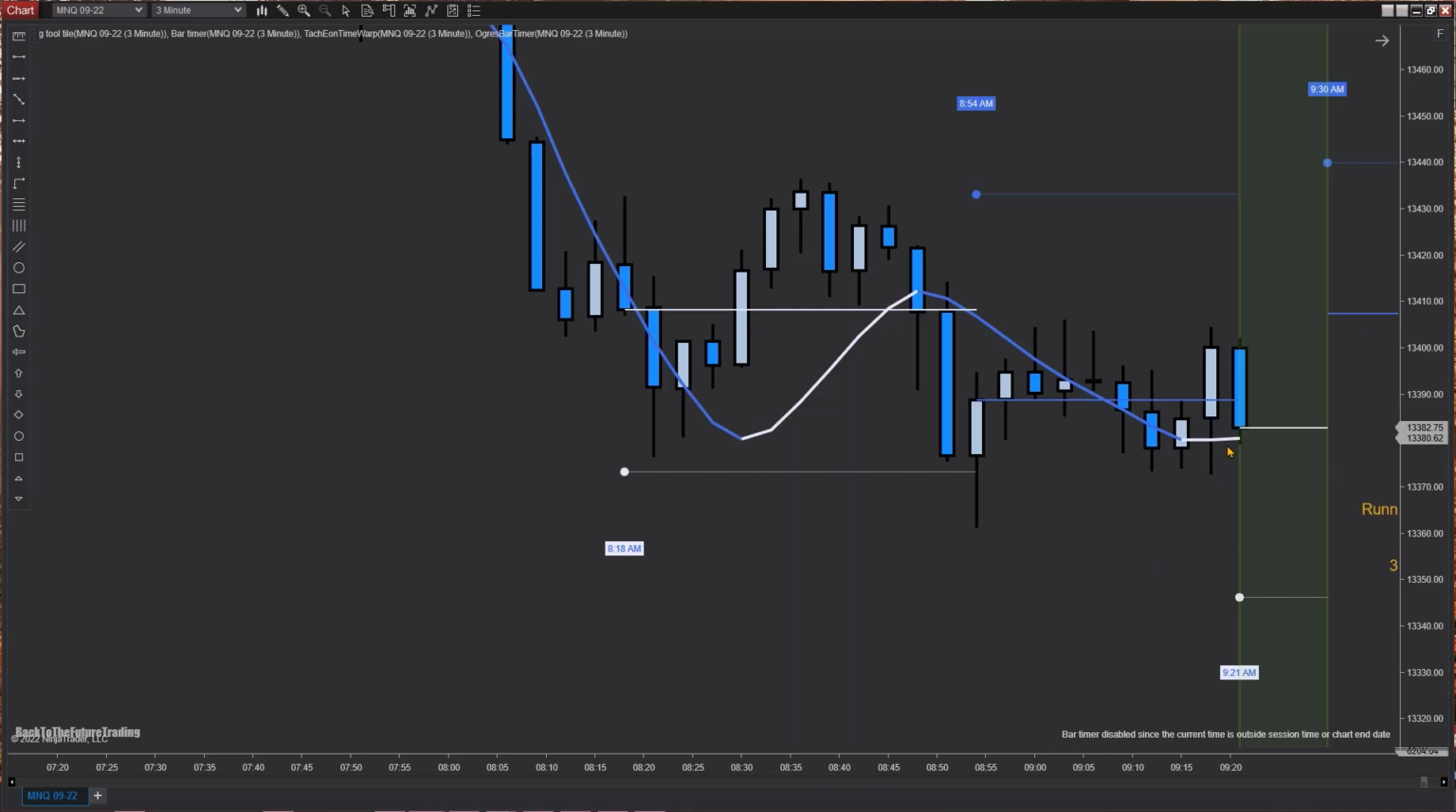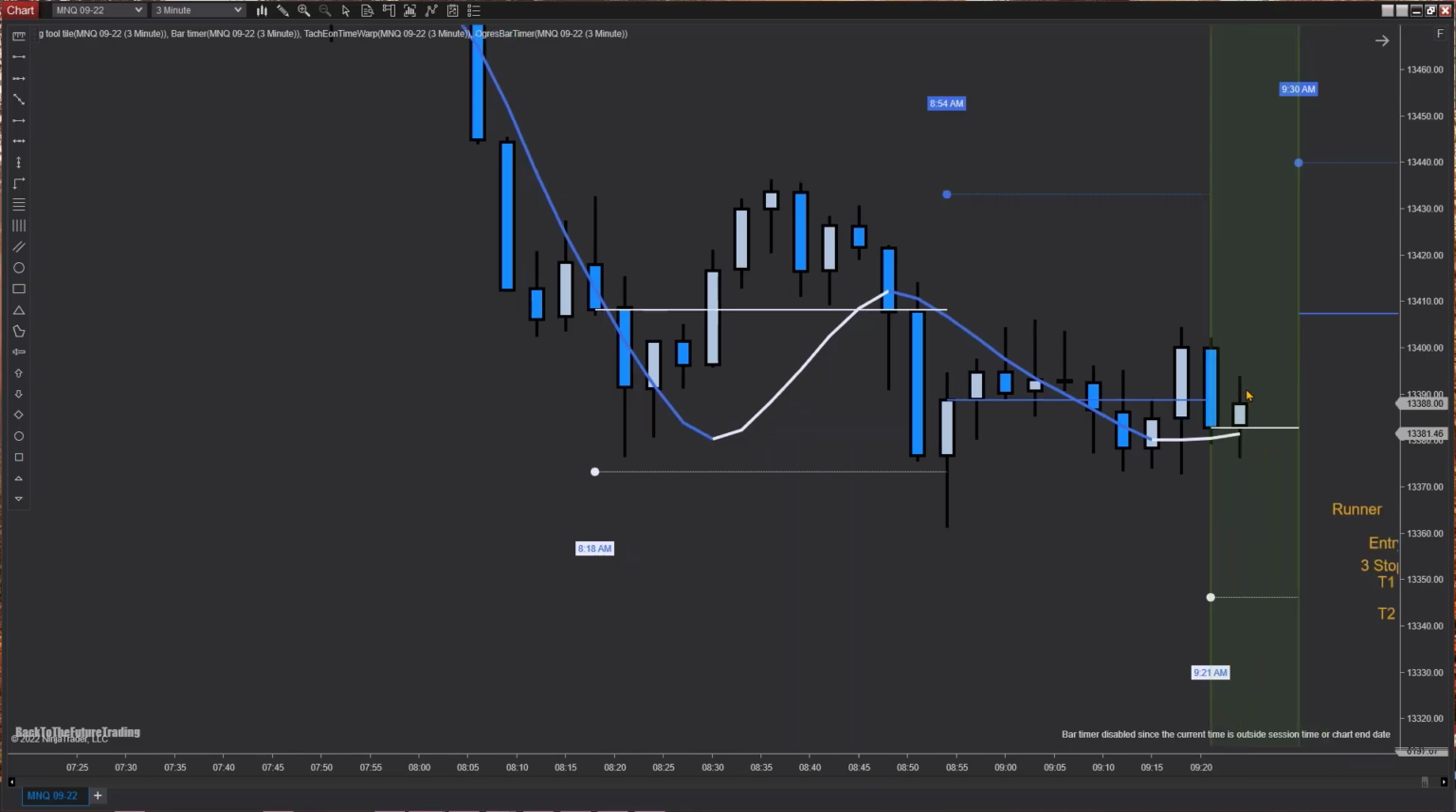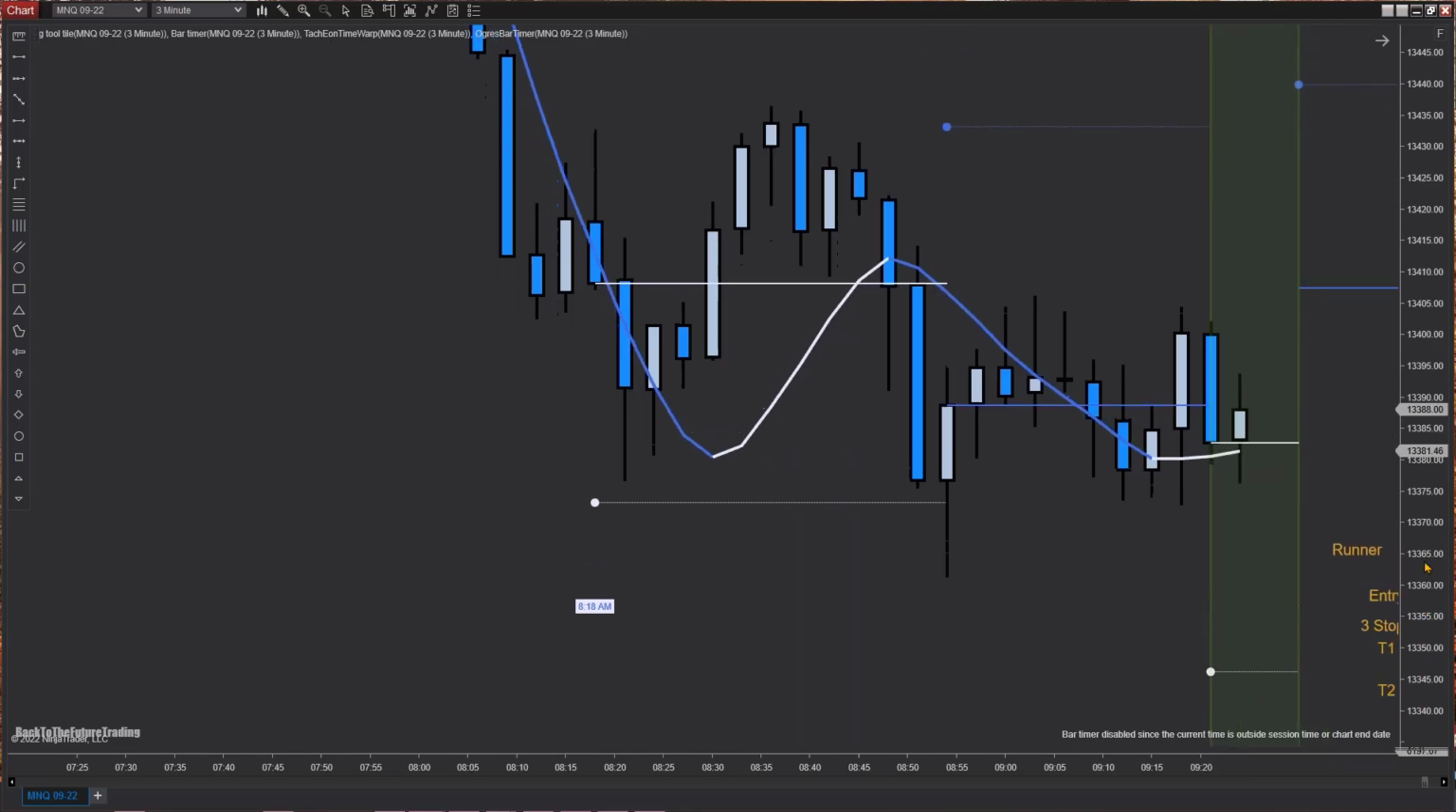So we do have a white hull moving average. We're on a white dot, so we're technically considered uptrending as far as the hull is concerned. And we need to wait for a candle to close above the open price line. It could be the very next candle. It could be the next candle. We don't know when that's going to happen. So you do have to pay attention until that happens. So 3 minutes later, we do get a close above the open price line.